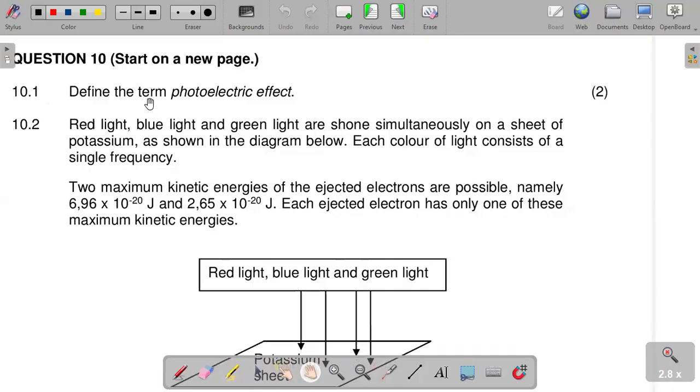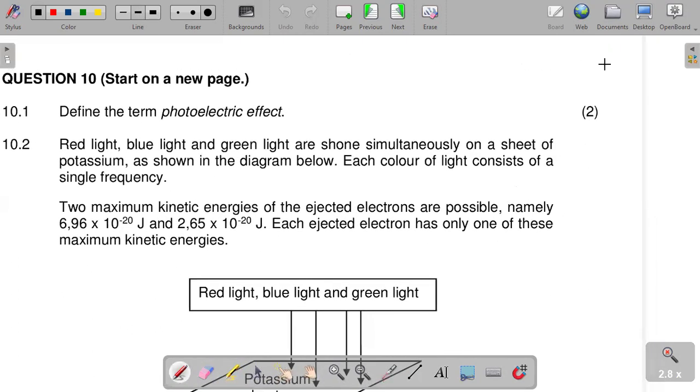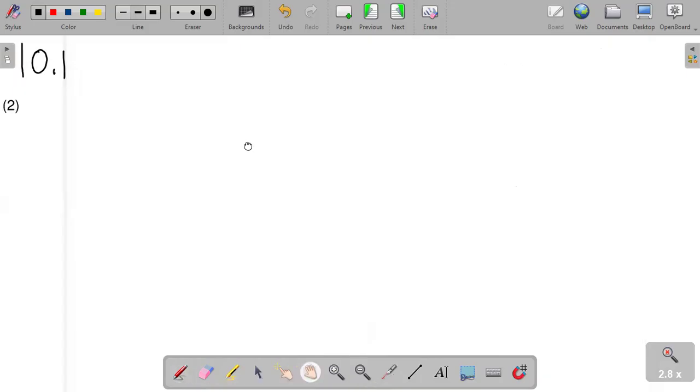So 10.1, they say define the term photoelectric effect. That's the first question they want, the definition. We're required to define. So what is the definition there?